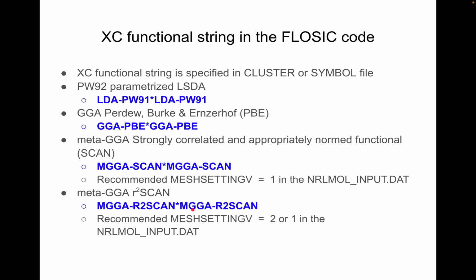The one thing to note for the SCAN family of functionals is that you can adjust the mesh setting inside of the NRLMOL_INPUT file, and it is highly recommended to use mesh setting 1 for SCAN and either setting 1 or setting 2 for R2SCAN, such that there are sufficient grid points for those two functionals to converge with respect to the variational mesh.